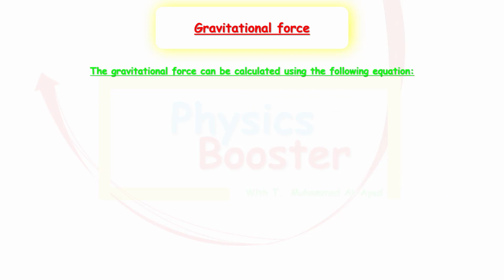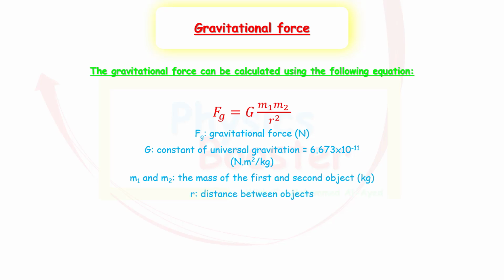Now, the gravitational force between any two objects can be calculated easily using the universal law of gravity. The force between any two objects, let's call it Fg, the gravitational force, is equal to G multiplied by m1 multiplied by m2 divided by r squared. F is the force we're looking for. G is the constant of universal gravitation, and it's a constant number, 6.673 multiplied by 10 to the power negative 11. It's a constant number that does not change.